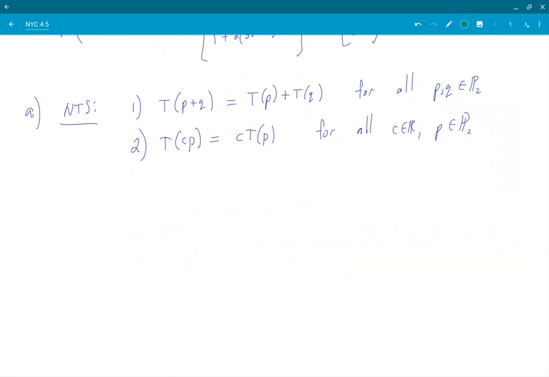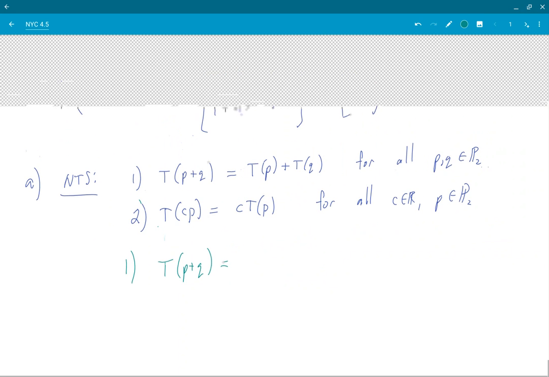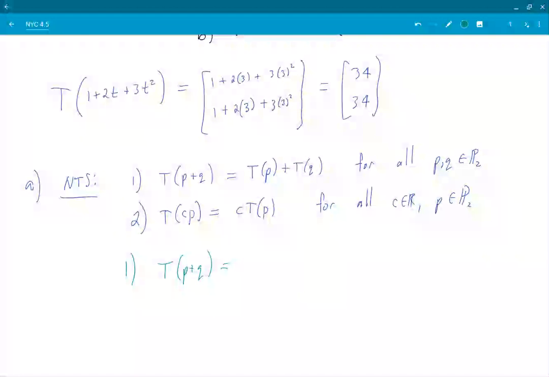Okay, so let's demonstrate that. What am I going to do? T of p plus q. I'm going to start calculating here using the definition. I get the polynomial p plus q with 3 plugged in. I get that upstairs and downstairs.